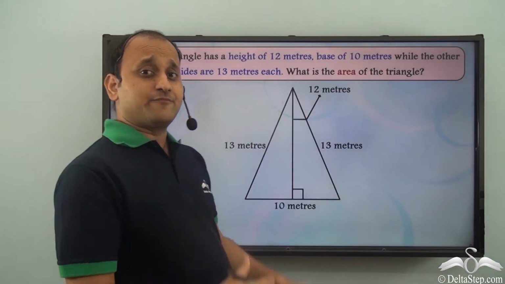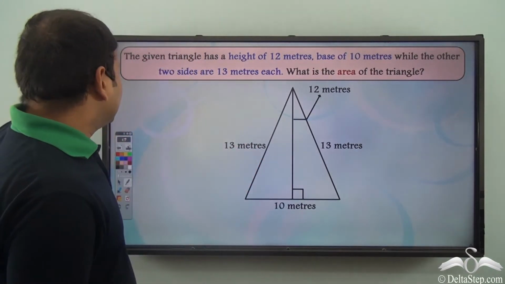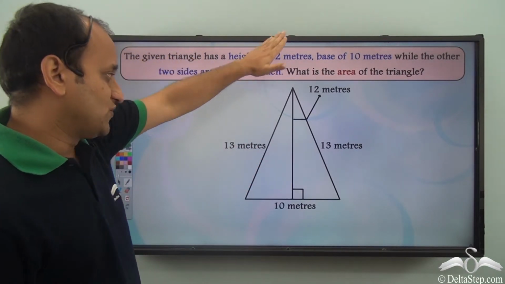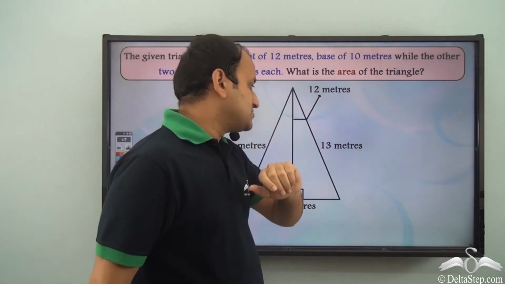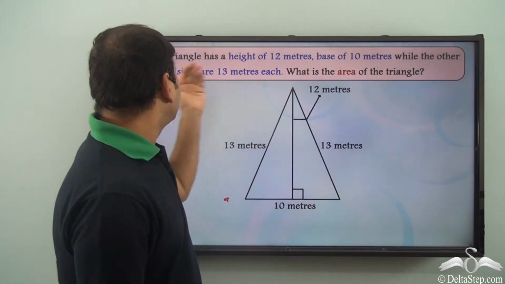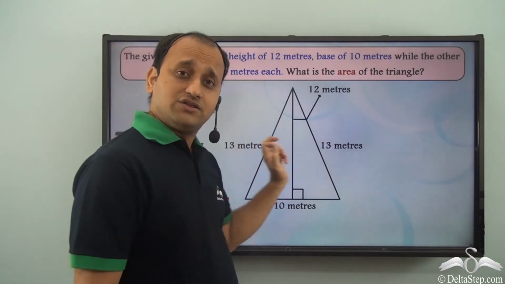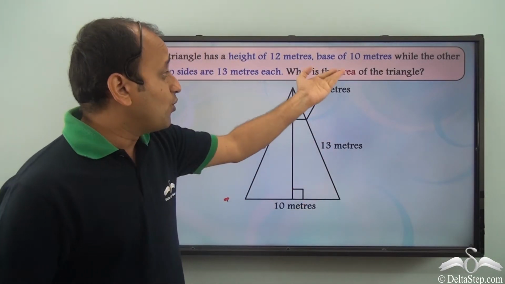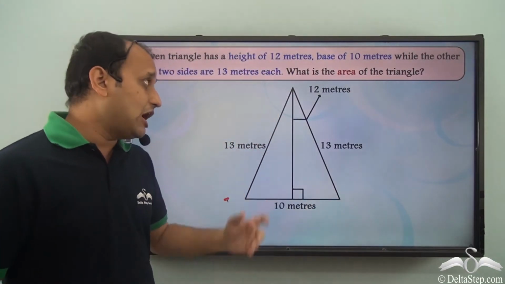Now we have another problem here related to area of a triangle. The given triangle has a height of 12 meters, base of 10 meters, while the other two sides are 13 meters each. So what is the area of the triangle? Here we need to calculate area of the triangle.